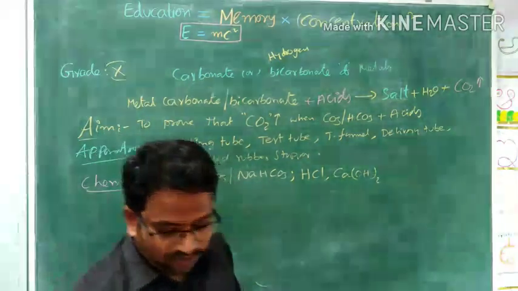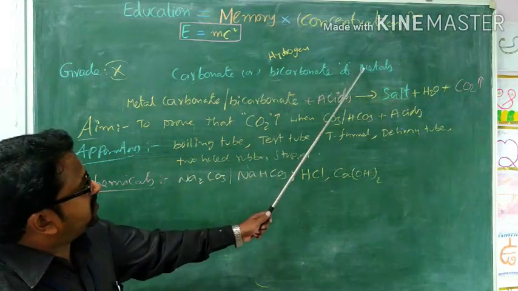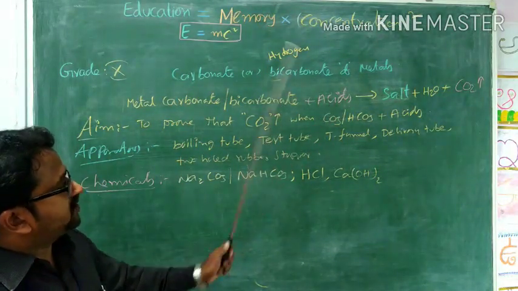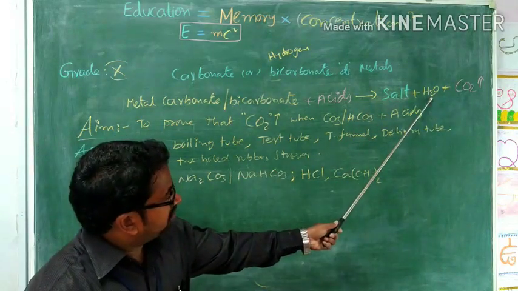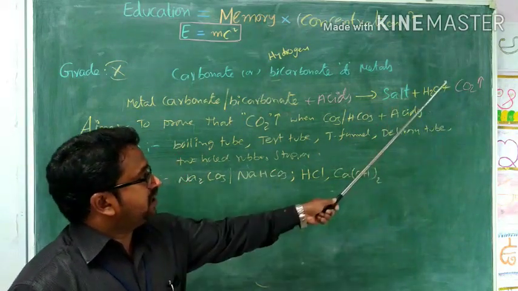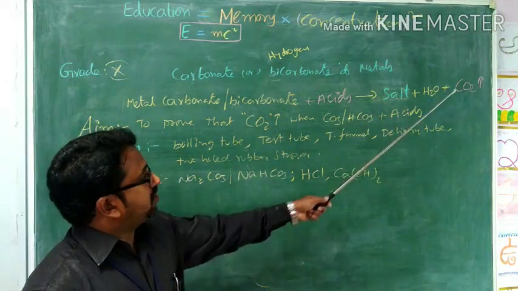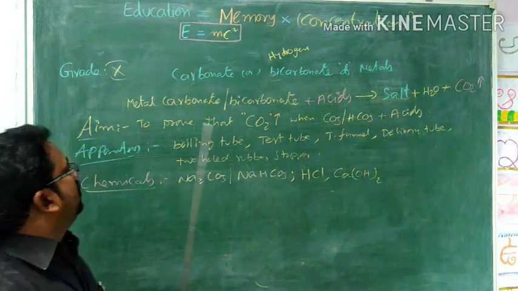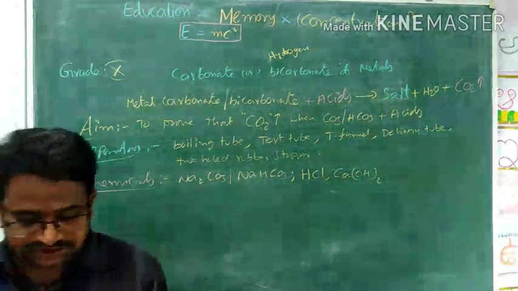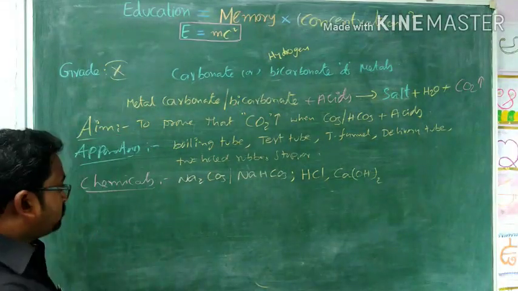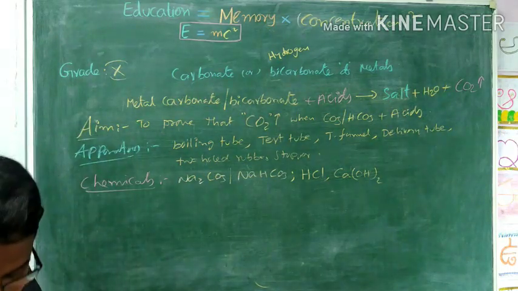So what is the question? What happens when the carbonates or bicarbonates of metals react with acids? Salt, water and carbon dioxide will form. So the gas carbon dioxide is evolved. So what is our aim? We have to prove that carbon dioxide gas is evolved when metal carbonates and bicarbonates react with acids. Right. For this, what is the procedure we have to follow?